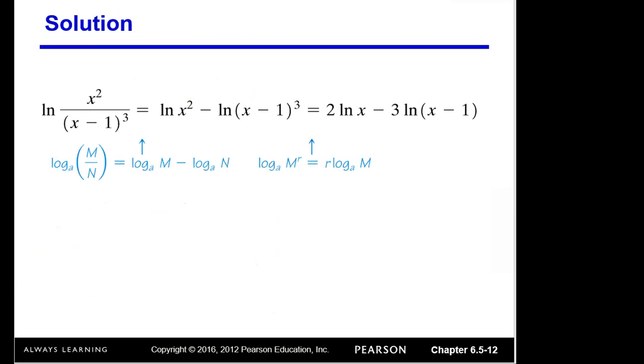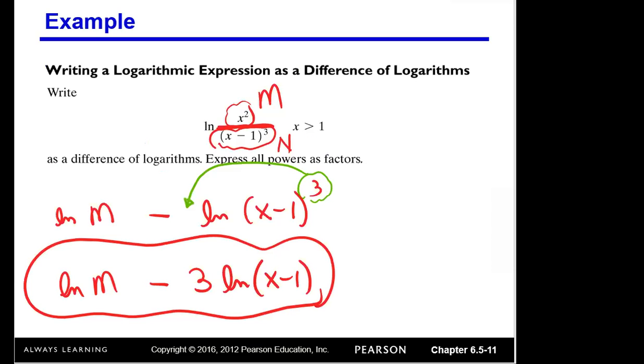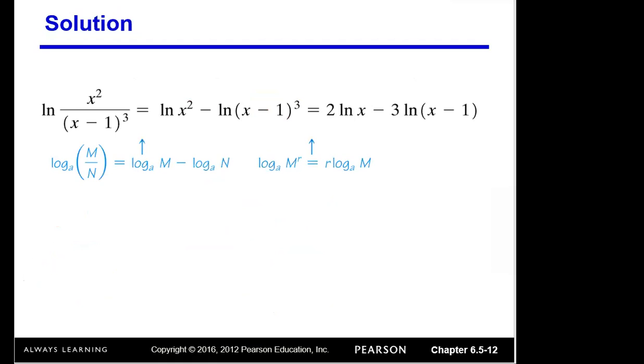Oh, wait a minute. Sorry, my m is an x squared. I forgot to do that. I hate it when I make mistakes like that. All right, and then the 2 has to go out in front of here. So there we go: 2 natural log of x minus 3 natural log of x minus 1. Okay, there it is. Ta-da, I got it right.